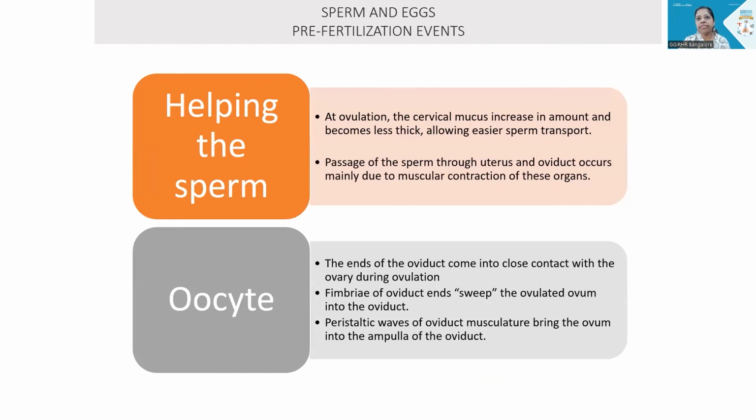So what are the pre-fertilization events and how is the sperm helping out for fertilization? At ovulation, the cervical mucus increases in amount and becomes less thick, and that is how it allows easier sperm transport.